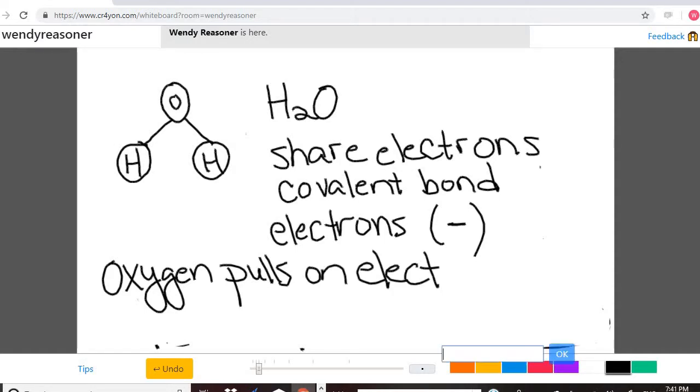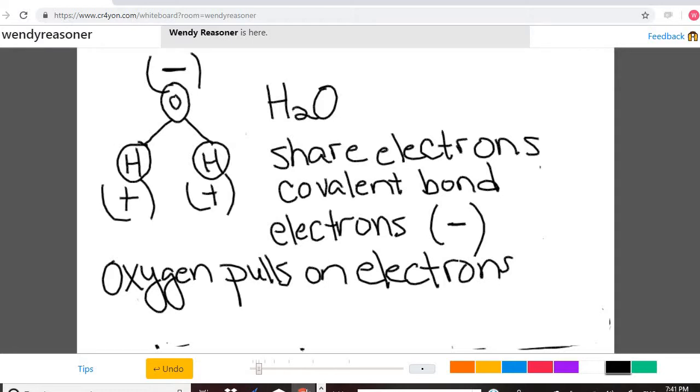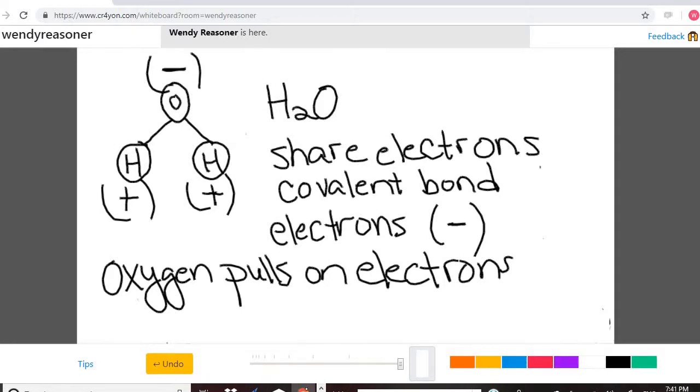And basically what that means then, since the electrons are negatively charged, is that there is a slight negative charge on the oxygen atom, and there's a slight positive charge on the hydrogen atoms. Okay, so remember that the oxygen within a water molecule has a slight negative charge on it, and the hydrogens have a slight positive charge. Okay, let's erase this.